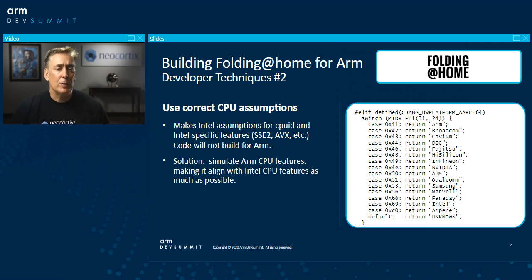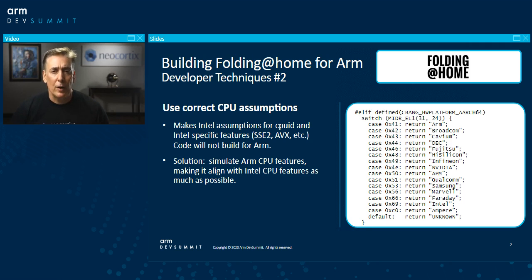So Dimitri had to do some more significant work there to actually simulate the ARM CPU features, but in a way to make them appear as though they were like the Intel CPU features as much as possible. That was essentially a little bit of reverse engineering to make these queried values come back looking like they were compatible with the Intel processors that were being expected.